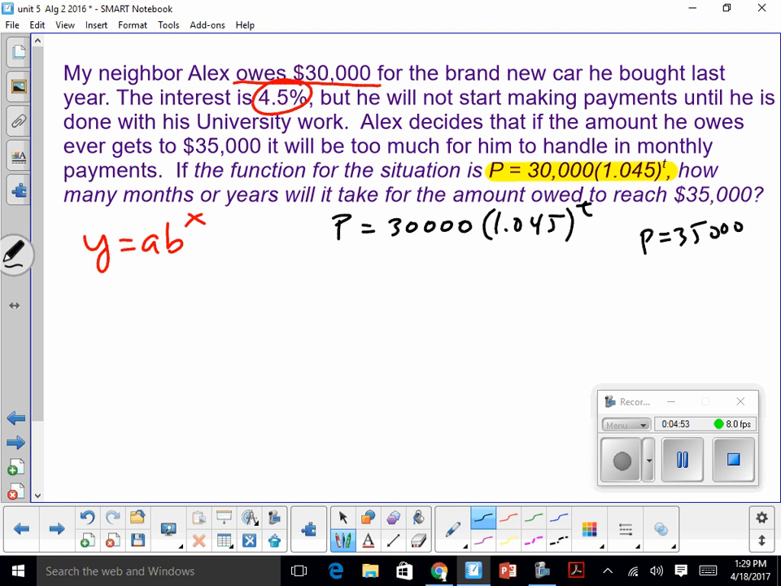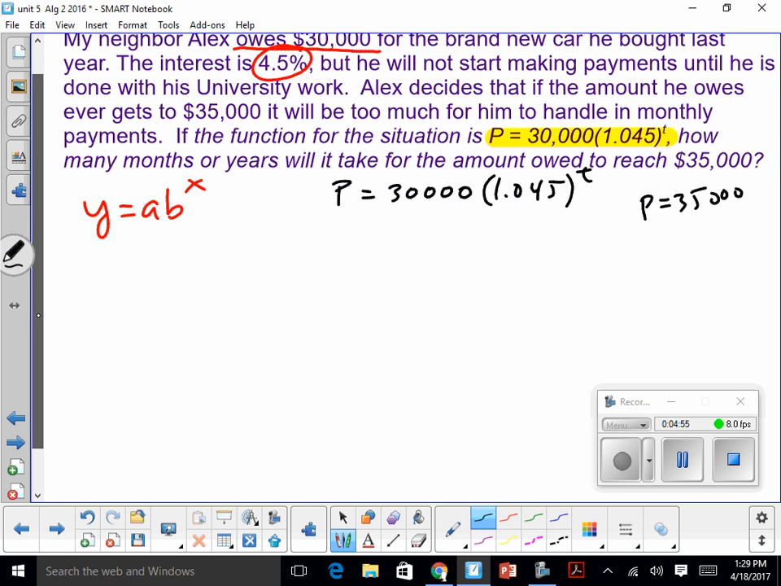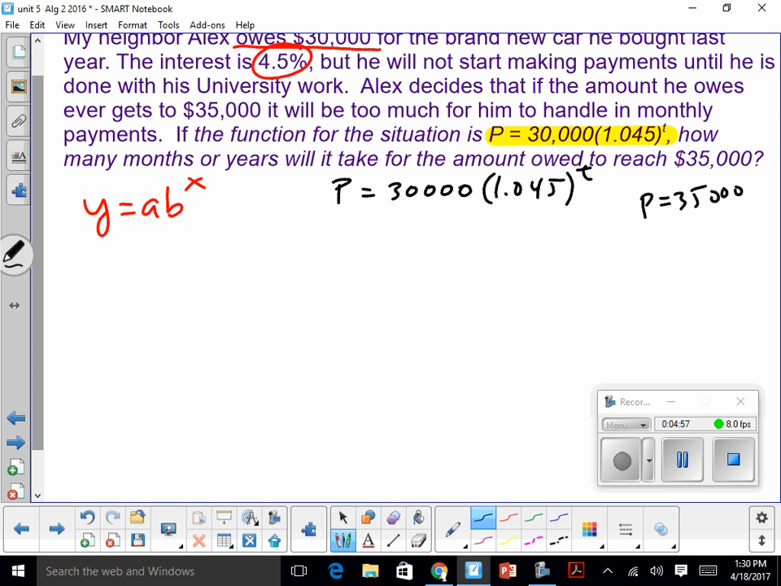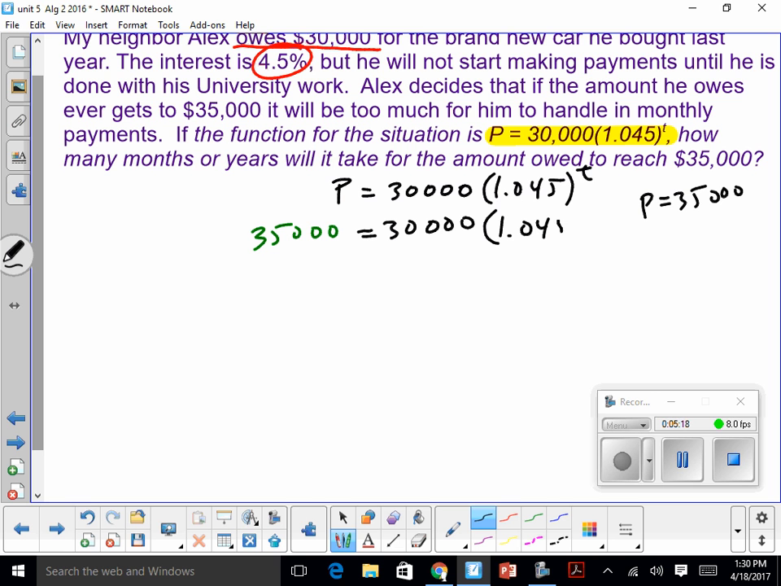Can someone say, to solve this problem for T, what's the first thing that we're going to do? Change that P to 35,000. Let me erase this to create some space. Step one is 35,000, replace the P. I'm going to write in all the steps so that it's there, just in case you ever need it again.